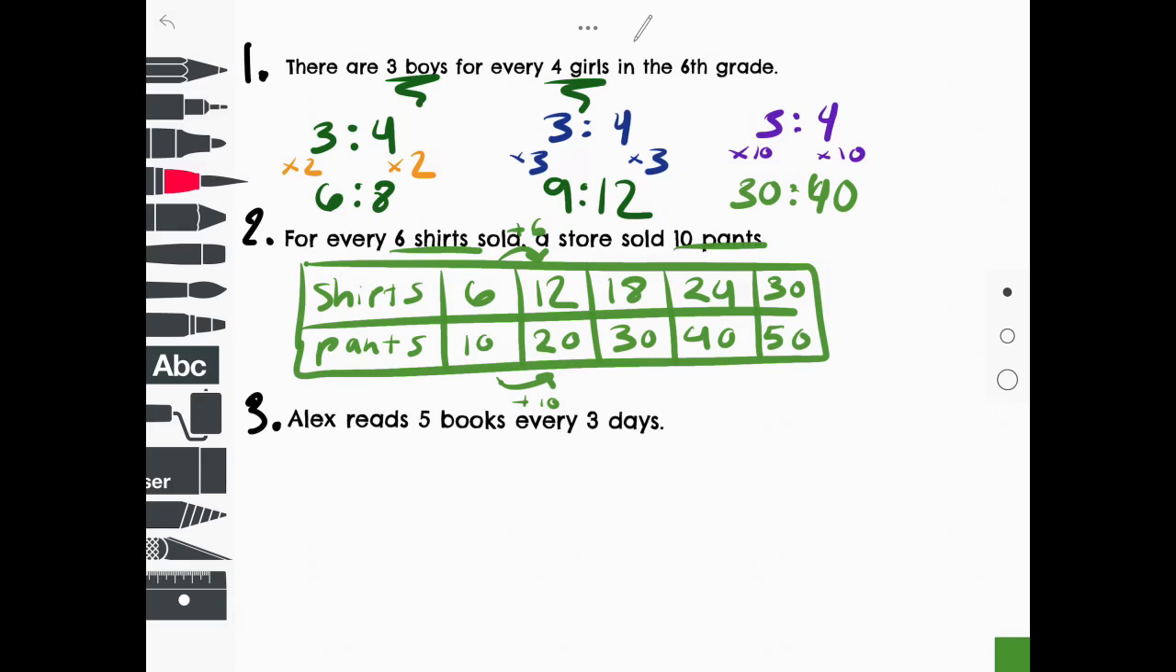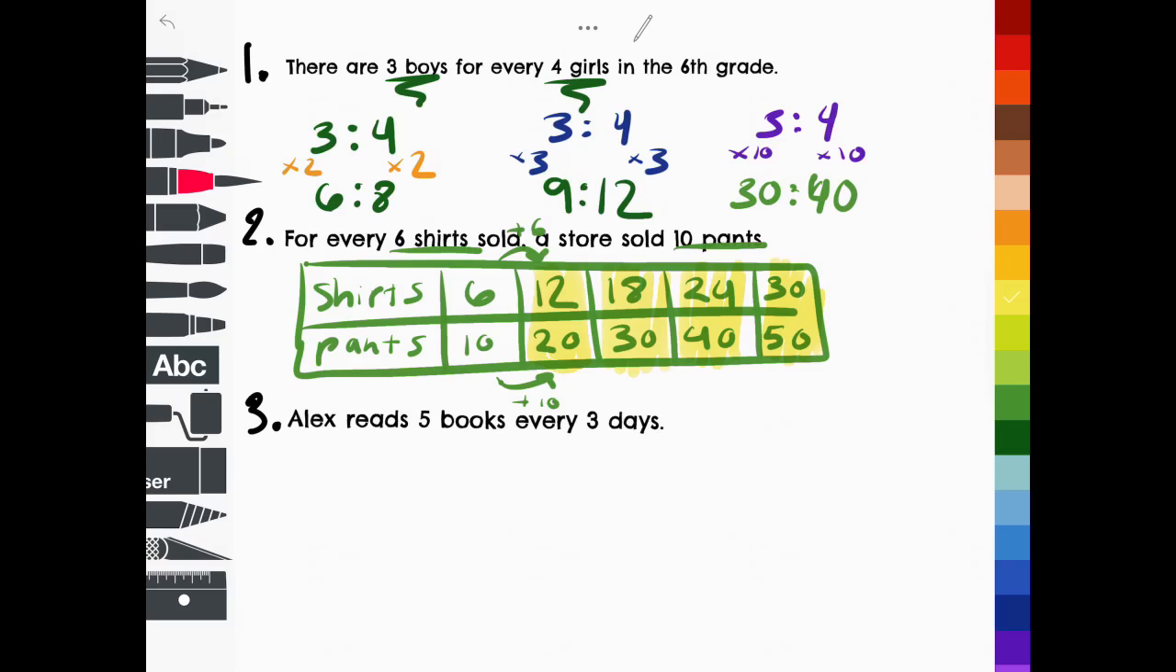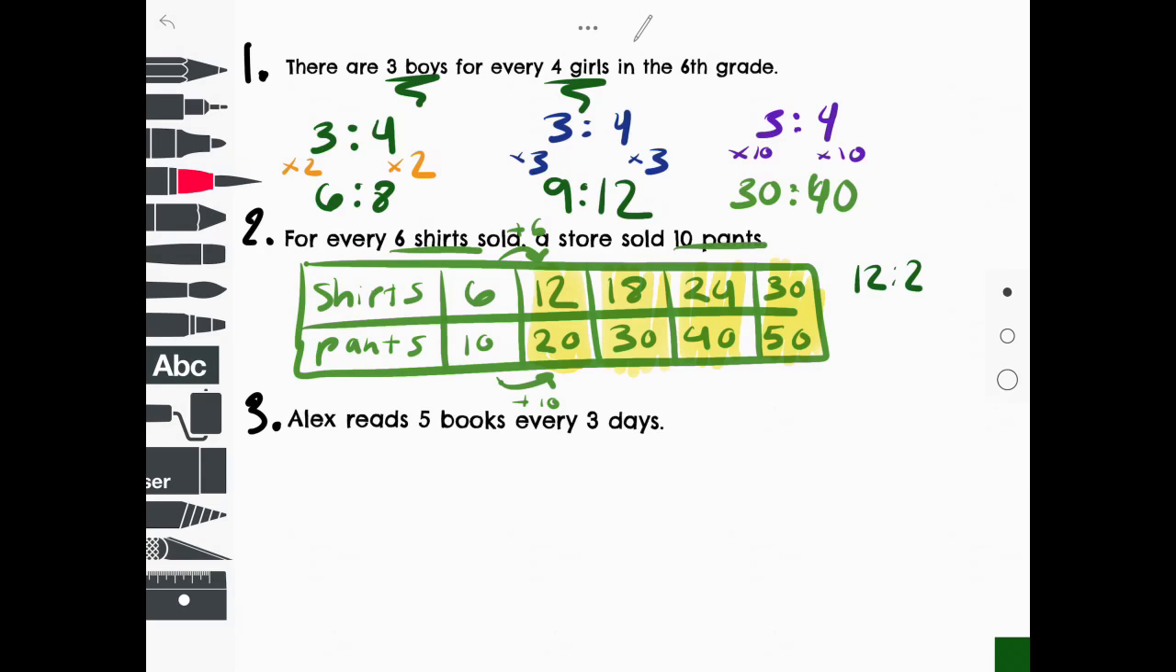So then I will write each of these ratios because this is an equivalent ratio. This is an equivalent ratio. This is an equivalent ratio. This is also an equivalent ratio. I'm going to write all of those off to the side. So we have 12 to 20, 18 to 30, 24 to 40, and 30 to 50. So we've got 4 equivalent ratios for this one.